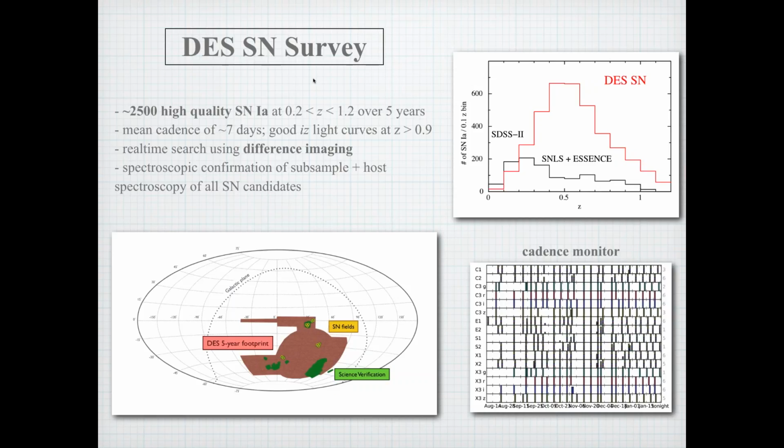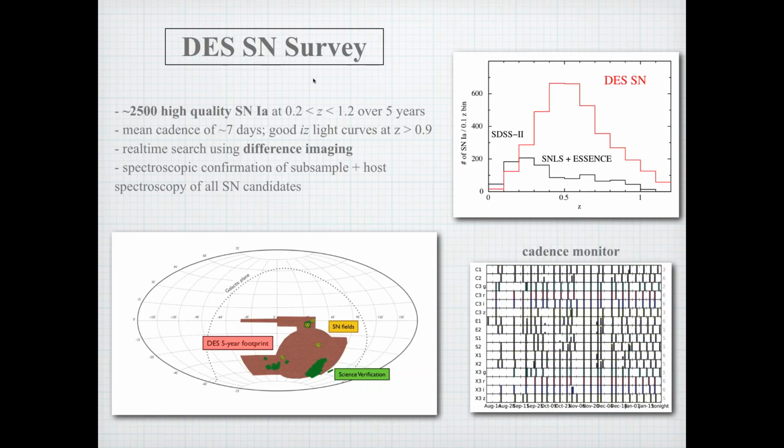The mean cadence is, so we're aiming for 5, but it's more like 7 because the weather has not been very good. And then one of our main goals is to get good I-band and Z-band light curves at redshift greater than about 0.9. This was not done previously by other surveys.